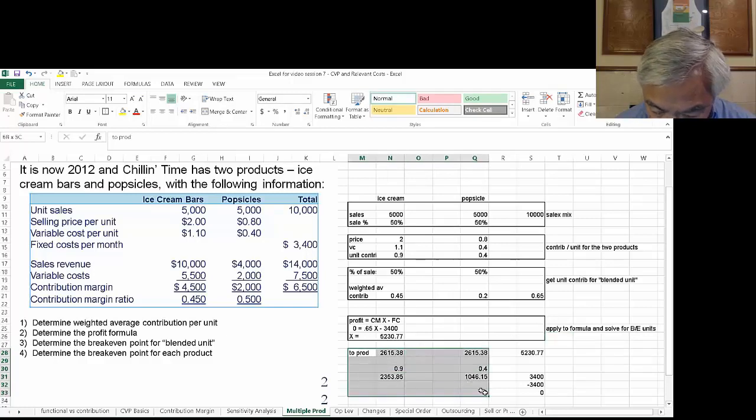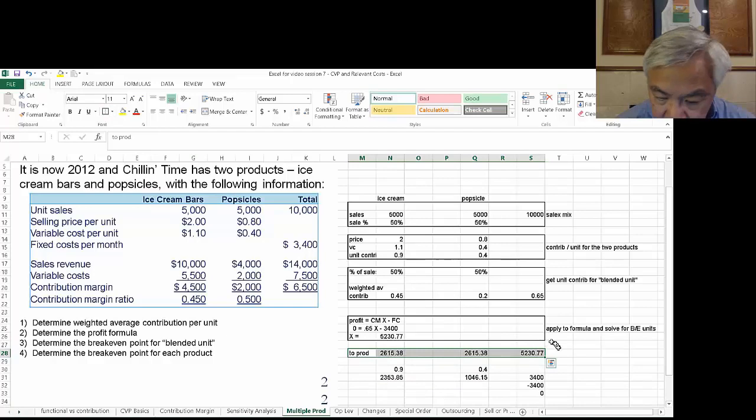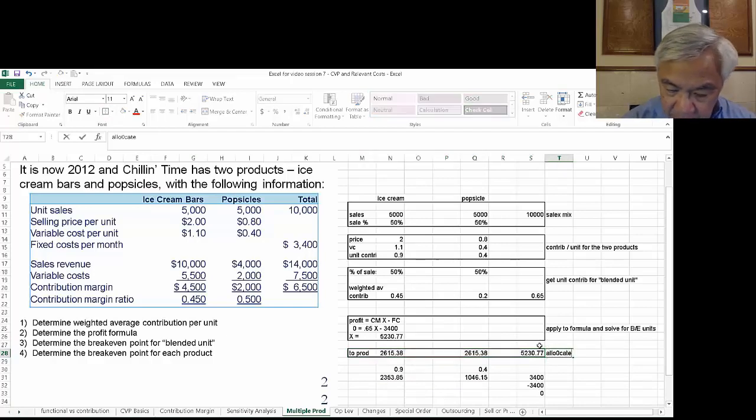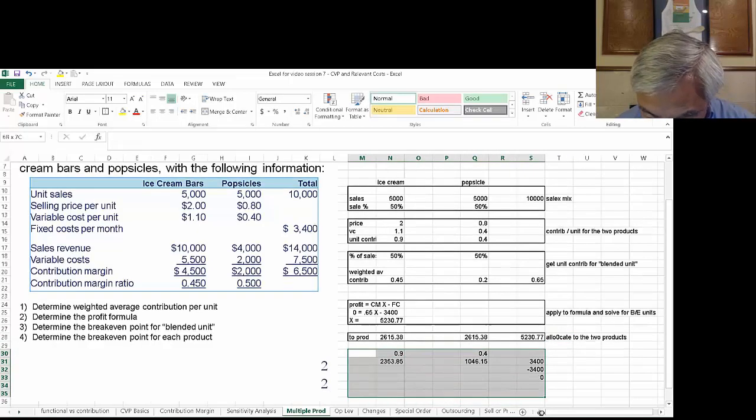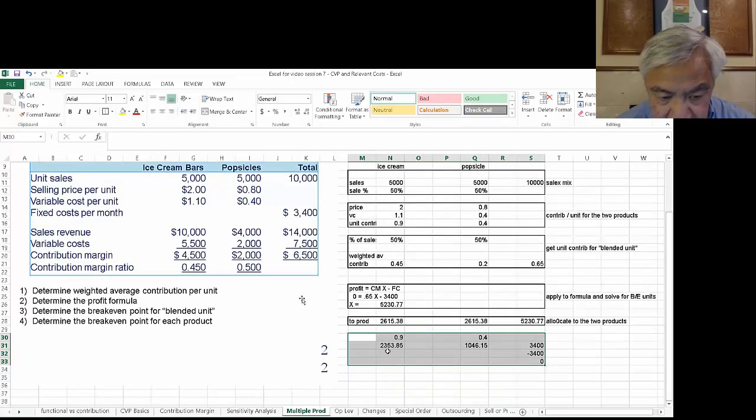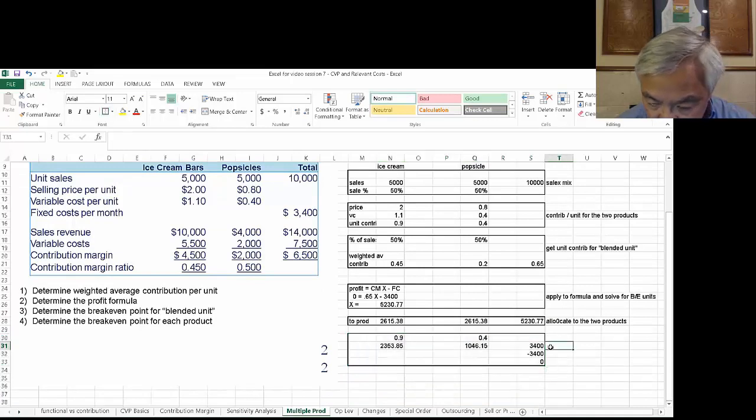Then we break it back out. Then we allocate to the two products. And then this down here is a test. Test to make sure it worked. And so this is the contribution. This is the fixed cost.